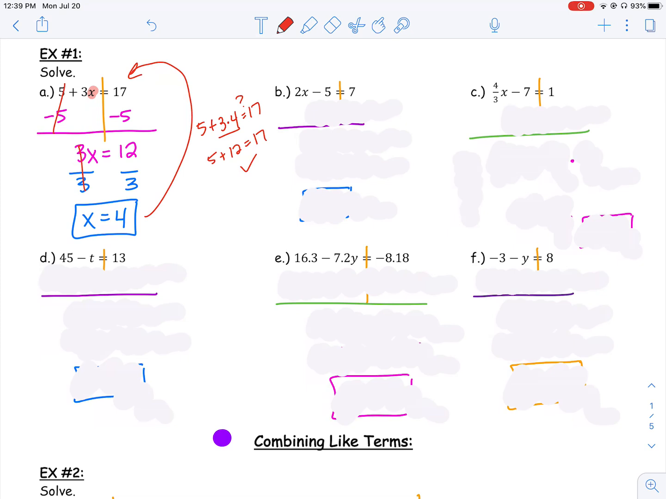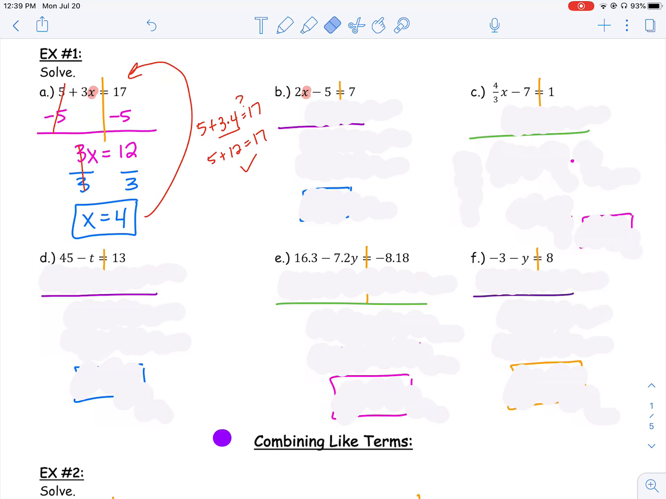Let's do another one. If you look at B with me, 2x minus 5 equals 7. I found where my equal sign was, I found where my variable was, and if I'm stranger danger, I want to get all of the numbers away from that x. I have a 2 that's right next to it, and then I have a minus 5 that's off to the side. Which one's easier to get rid of? Well, to me, the minus 5. It's farther away from the x, right? And so, what's the opposite of minus 5?